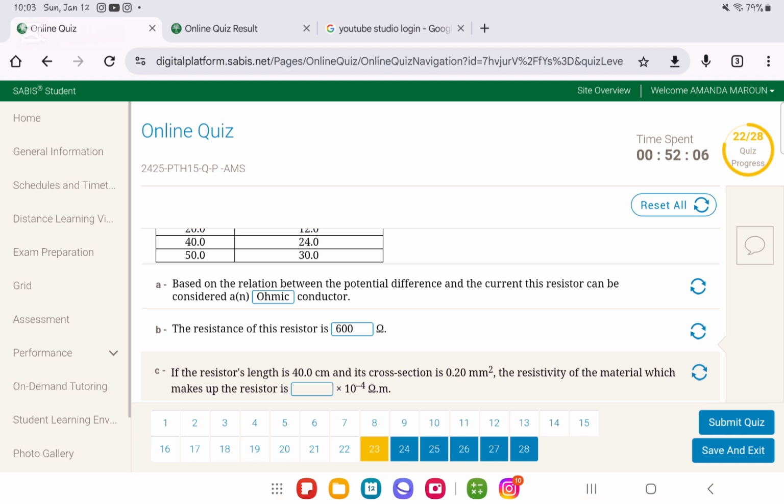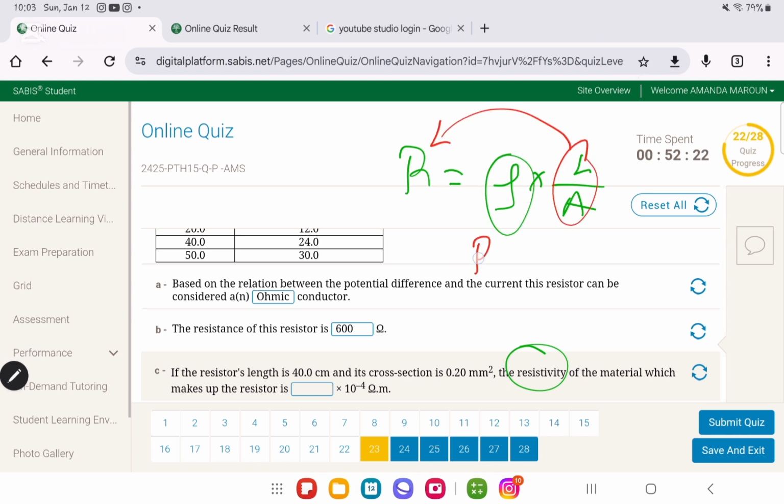Now we need to find the resistivity. Usually they tell us to find the resistance. Resistance is equal to resistivity times length over area. Now they're asking for resistivity, so we will have to move this to the other side. So resistance divided by length over area is equal to resistivity, or in other terms, resistance times area over length is equal to resistivity.